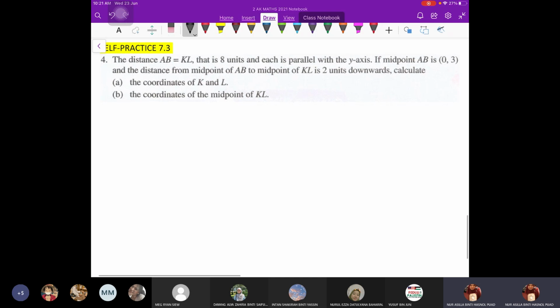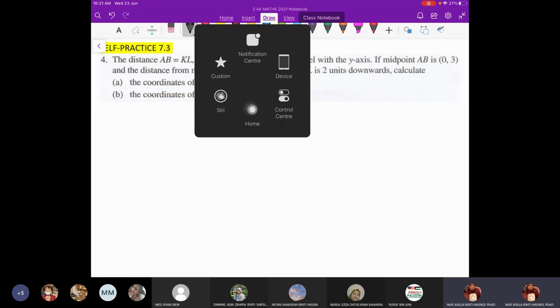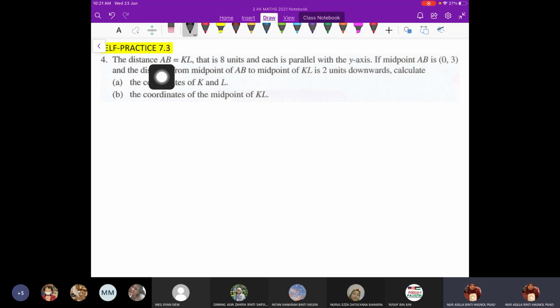Okay, kita tengok all the sentences. So the distance AB is equals to KL. So kita ada two different line. Ada satu line dia label sebagai AB. The second line dia label sebagai KL. Okay. The distance AB is equals to KL. That is 8 units. Jadi distance untuk diorang berdua ni adalah 8 units.